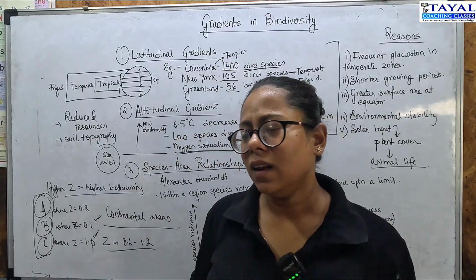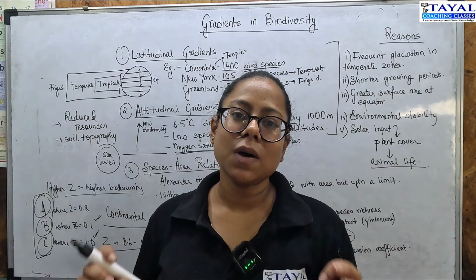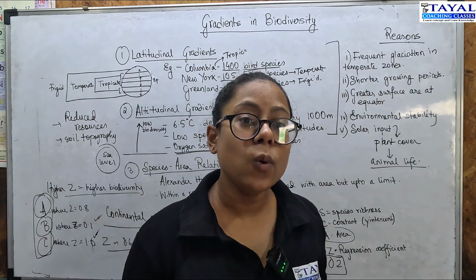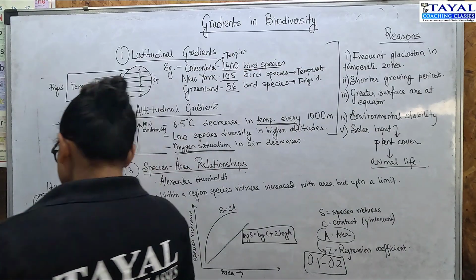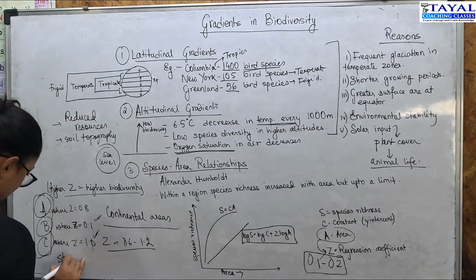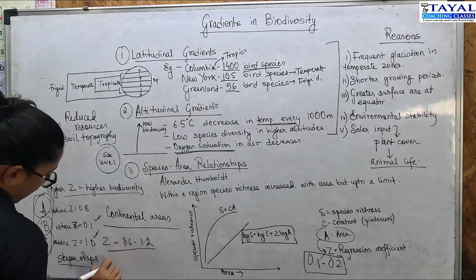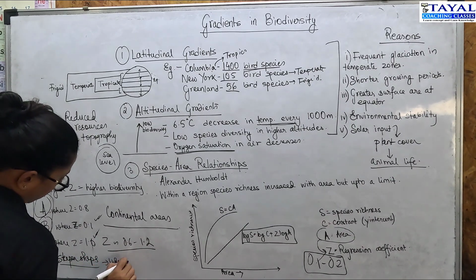Correct? So for a given fixed amount of area, if the Z varies from place to place, then whoever has the higher Z, or a steeper slope, has the higher biodiversity.